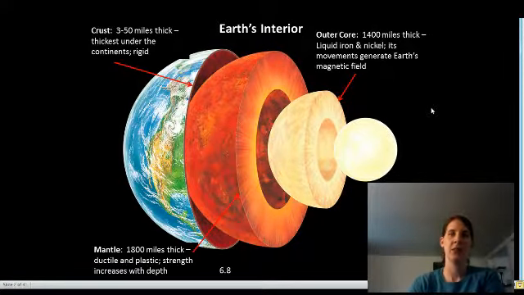And then the outer core is estimated to be about 1,400 miles thick, and it is comprised of liquid iron and nickel. And the movement of this liquid iron and nickel is what is believed to generate Earth's magnetic field.